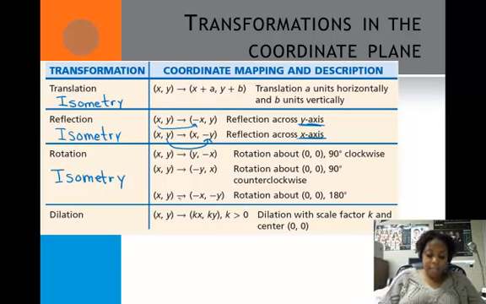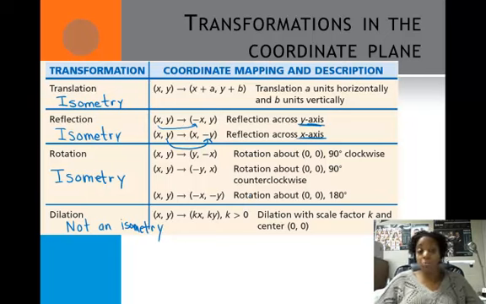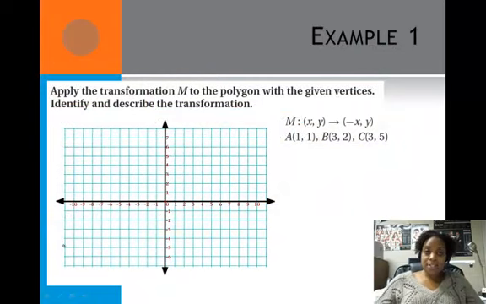And then the last one is a dilation, which is not an isometry because it changes the shape. So when we're done, the 2 figures are not congruent. But to do a dilation, you just multiply each the x and the y coordinate by a scale factor. If that scale factor is bigger than 1, then your image will end up being bigger than the original. If your scale factor is between 1 and 0, then your dilation image will end up being smaller than the original. Okay, so let's practice here.